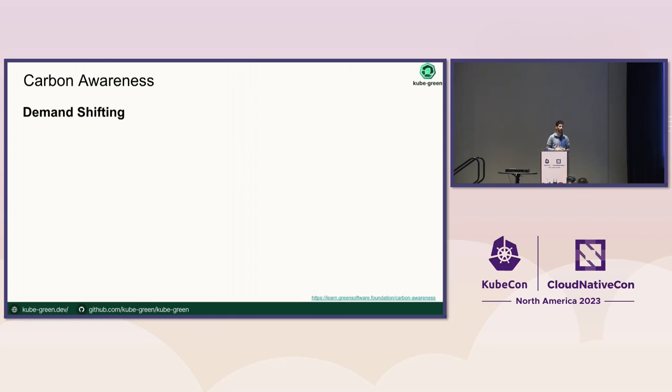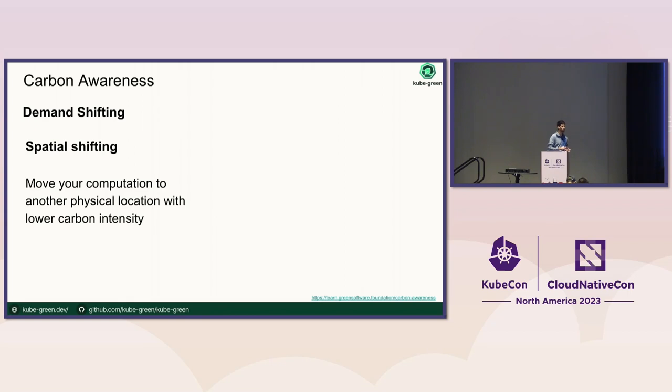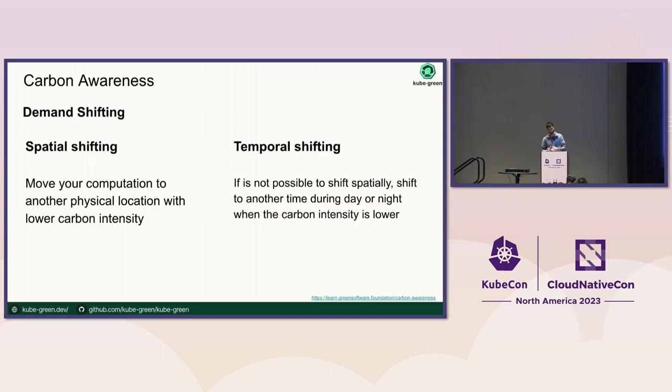For example, we have to run a workload for a machine learning model. We could shift this workload spatially to a region which has a lower carbon intensity, so that we reduce our emission of carbon. But it's not always possible to move our computation to another region, so there is also temporal shifting. For example, if our model needs some data which we cannot move around the globe, for regulation or other reasons, it's also possible to use temporal shifting. So shift to another time during the day or night when the carbon intensity is lower.